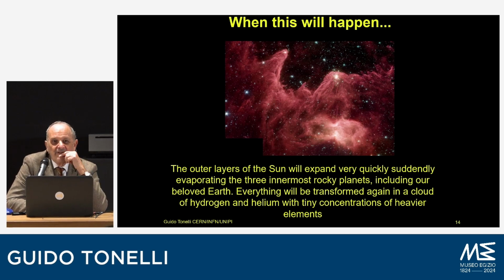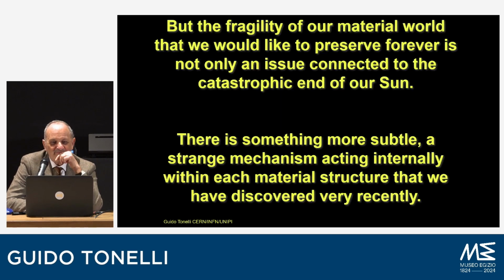So basically, don't be too sad. We will probably be the origin of another solar system, maybe in another few billion years. But the fragility of our material world is not an issue only connected to the catastrophic end of our sun. There is something more subtle, and this is probably what is, for me, important, particularly because we have discovered it very recently. It's not something that we knew since ever.